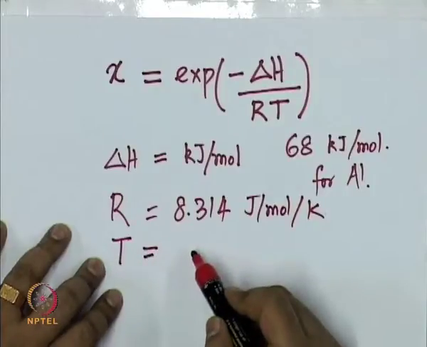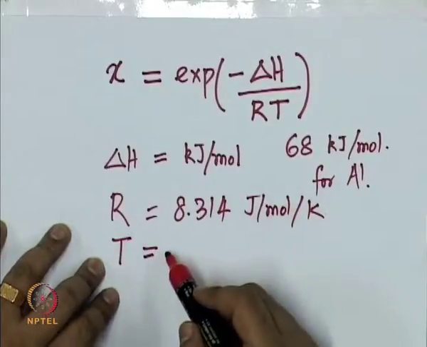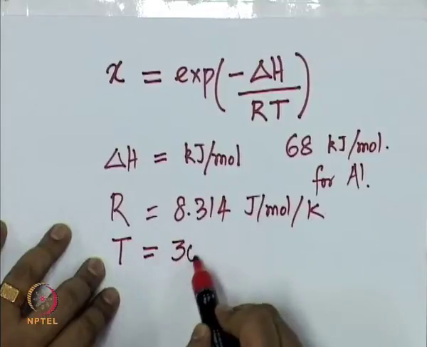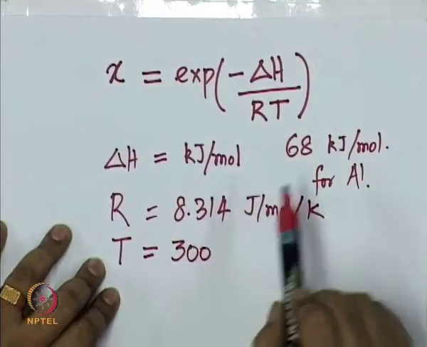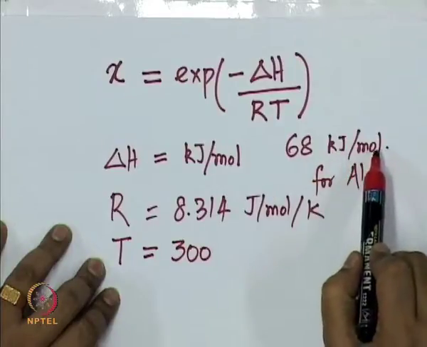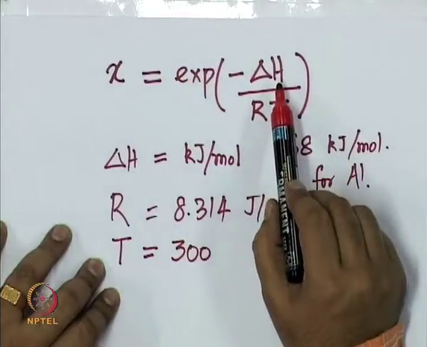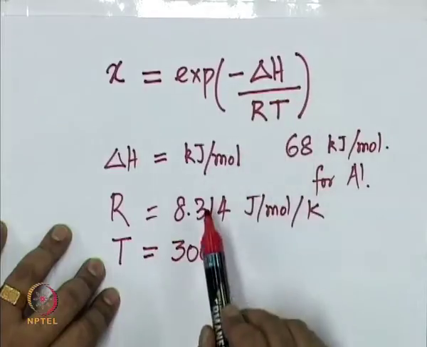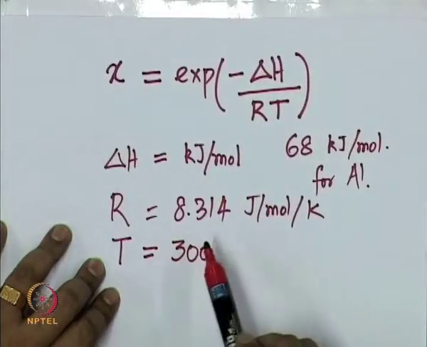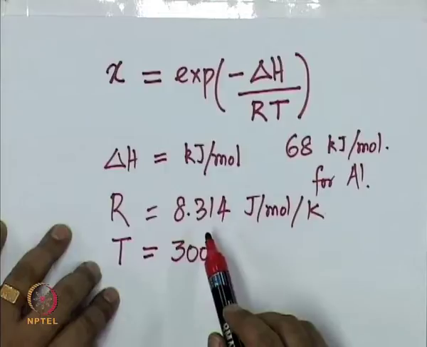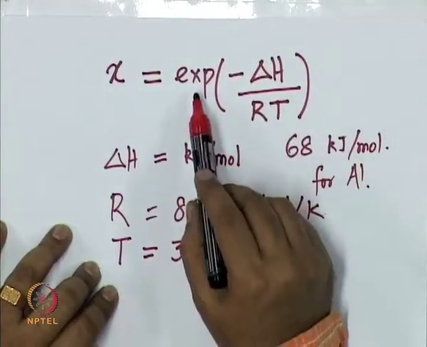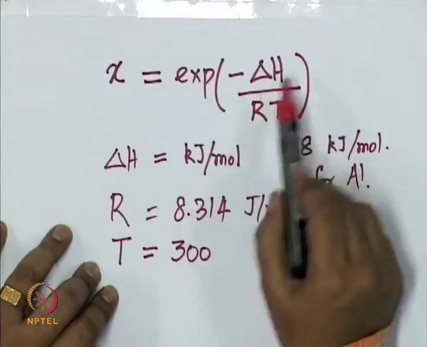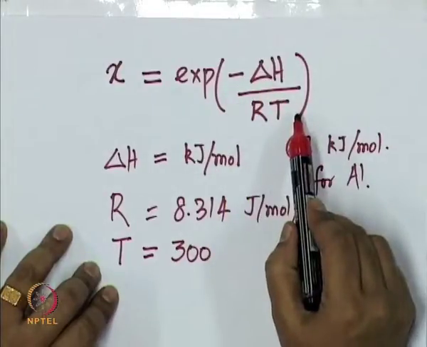T is the temperature in the absolute scale. Let us say that I want to know the vacancy concentration in aluminum, given that 68 kilojoule per mole is the delta H of vacancy formation for aluminum, and 300 Kelvin, which is near about room temperature. So, I want to know what this value is. What does it involve? It involves calculating exponential of minus 68,000 divided by 8.314 into 300.